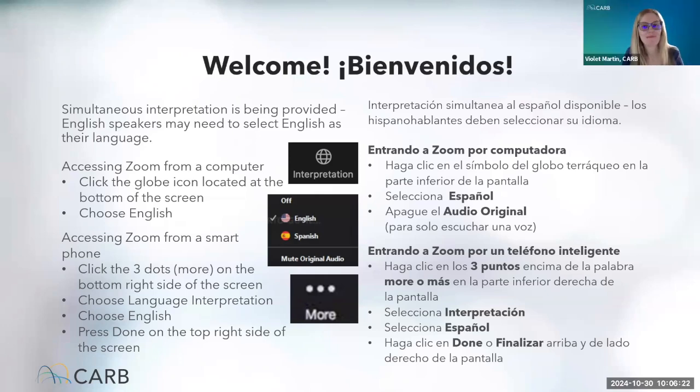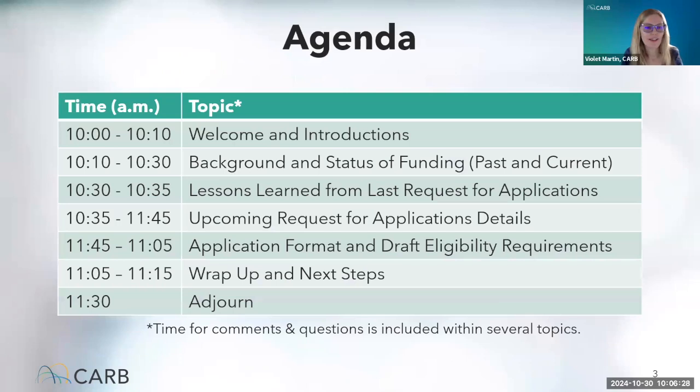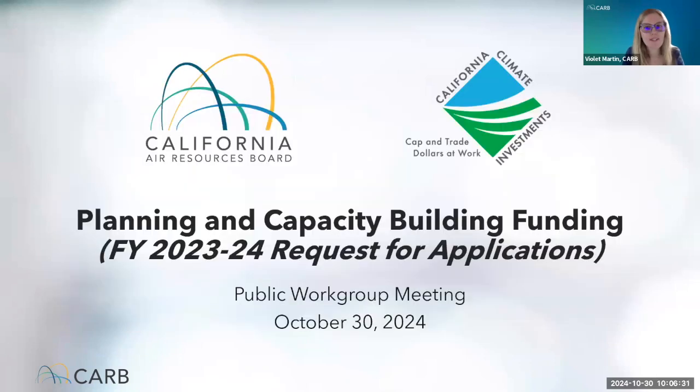Okay, thank you. So good morning and thank you for joining today. I think we'll go ahead and get started. So the purpose of today's meeting is to start the conversation and get your feedback on the best approaches to launch a planning and capacity building request for applications with funding CARB was allocated in fiscal year 2023-24. My name is Violet Martin, and I will lead today's discussion, but I want to thank the great CARB team joining me to help make sure all runs smoothly this morning. There's lots of people helping with various tasks.